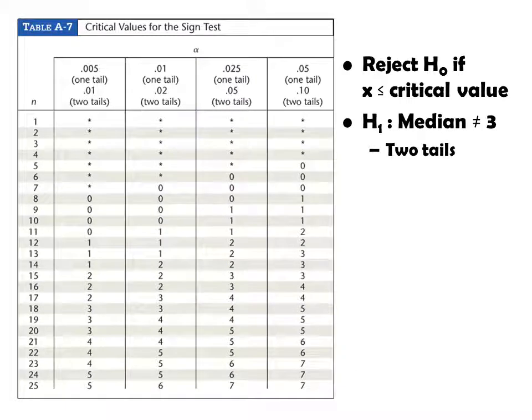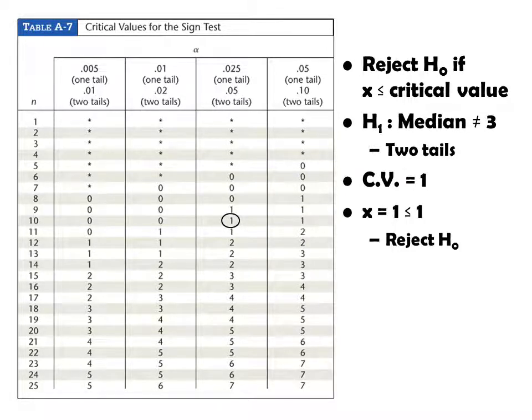So now we'll get our critical value from this table A7. Our alternative hypothesis is that the median is not equal to 3, so this is a two-tailed test. If I use alpha 0.05, then I use that third column. N is 10, so I get my critical value of 1. Compare that to x. X is 1, which is indeed less than or equal to 1, and so I reject the null hypothesis. Here's my technical conclusion.